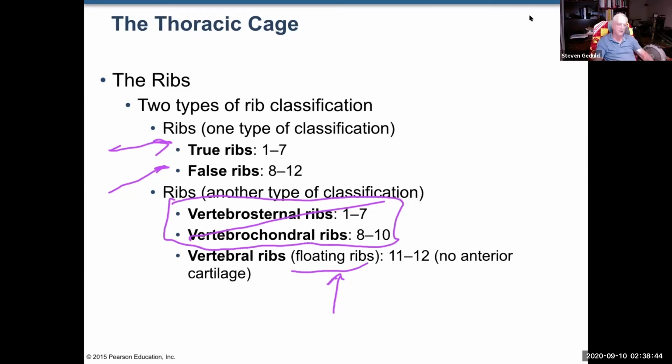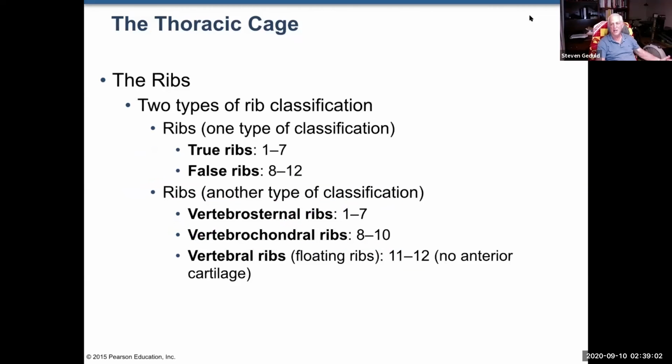True ribs are ribs 1 through 7. False ribs are ribs 8 through 12. Free floating ribs are ribs 11 and 12. Okay, those are the definitions you need to know, and I'll show you why. They're called true ribs, not because they don't lie. Okay, it's because of how they're connected to the sternum.